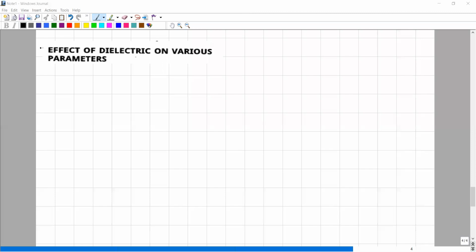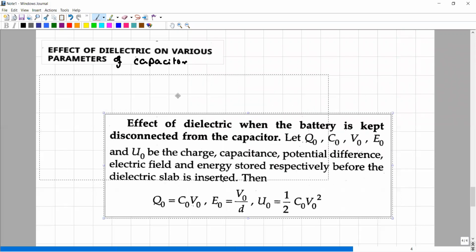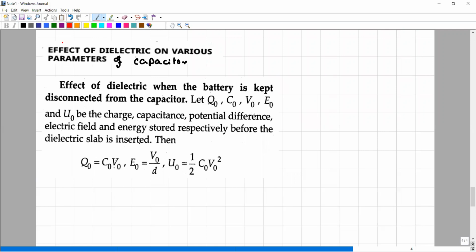Next topic is the effect of dielectric on various parameters of capacitor. So let's say we have a capacitor which is not connected to anything. Not connected to anything means it is isolated.